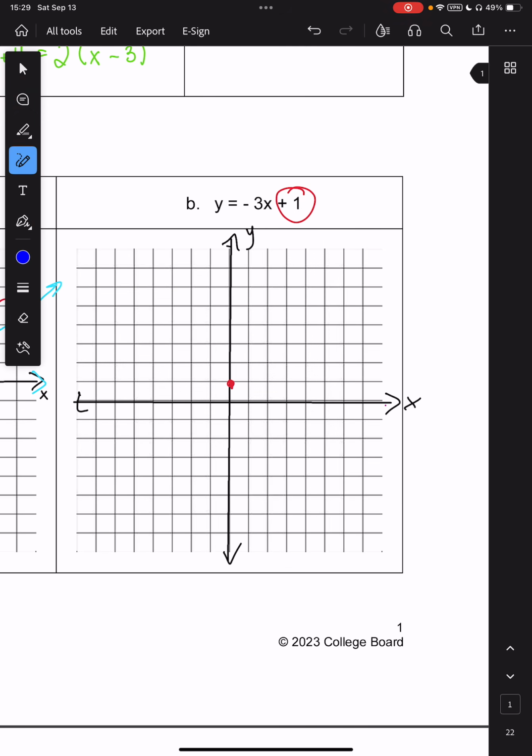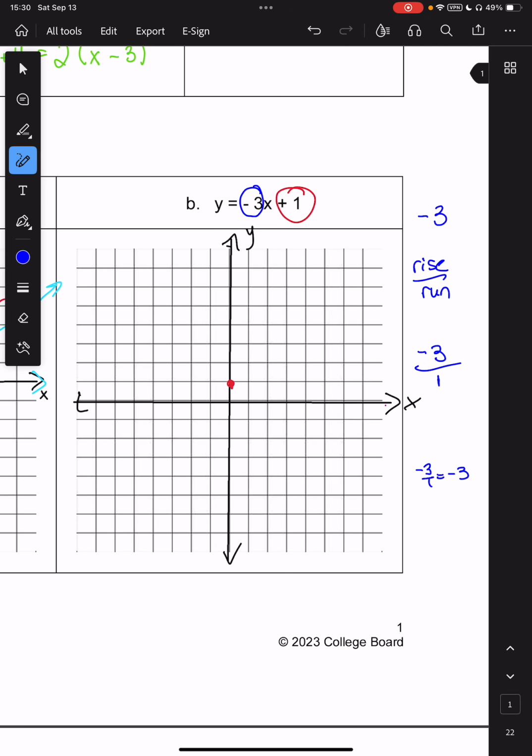We can either find a point, or since we know our slope is negative 3, let's try solving it with just our slope. So negative 3 is our slope. And remember, our slope is rise over run. So our rise is negative 3, and our run, since it's not over anything, our run is just 1. Because, as we can see, negative 3 over 1 is still equal to just negative 3.